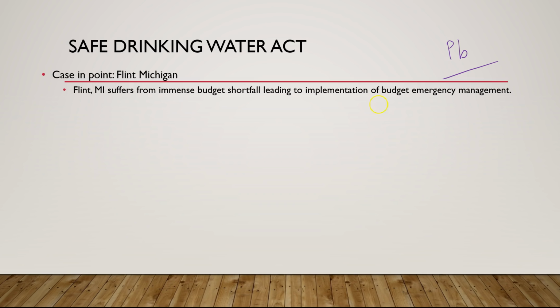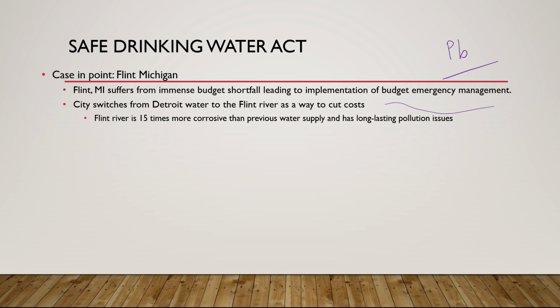They implement this budget emergency management, and one of the decisions made was to switch from the Detroit water to the Flint River, where they didn't have to pay the city of Detroit for the water services. They were just pulling the water out of the Flint River. Okay, as a way to cut costs.